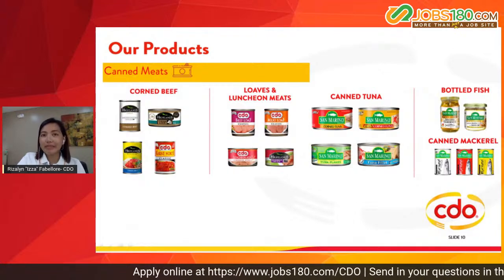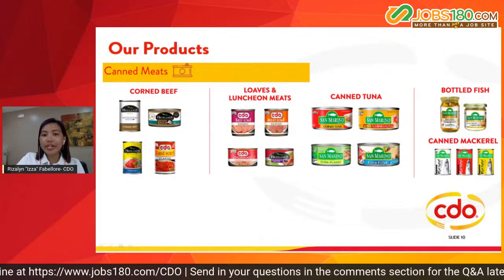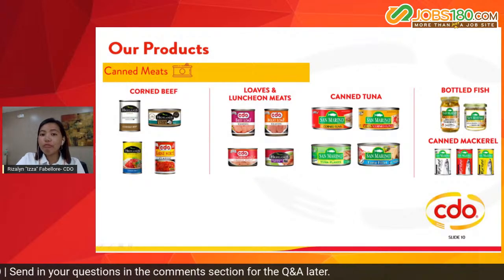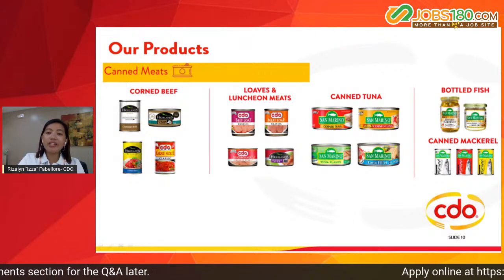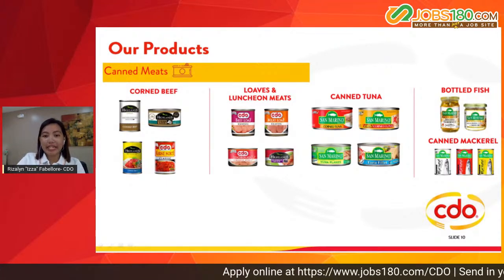And then as for the canned meats, we have the corned beef, may Highlands tayo, may CDO Carne Norte, we have the loaf and luncheon meats. So may beef loaf, meat loaf, Highlands meatloaf, ayan. Then canned tuna, meron tayong San Marino corn tuna, bottled fish, and canned mackerel.